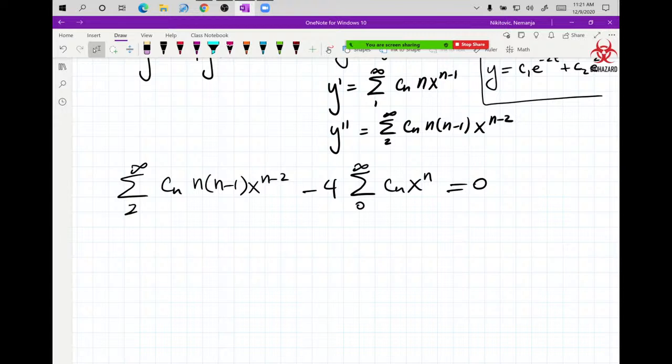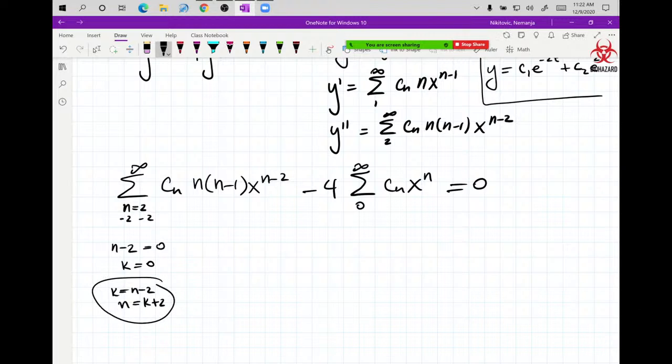So if I go ahead and say this was n equals 2 to infinity, and I subtract 2 on both sides, then I have that n minus 2 is equal to 0, and then I can call that k equal to 0, and from there I get the equation that k is equal to n minus 2, from where n is k plus 2. Now this is very important, because these are my substitutions that I'm going to use for each n that you see in the first sum.